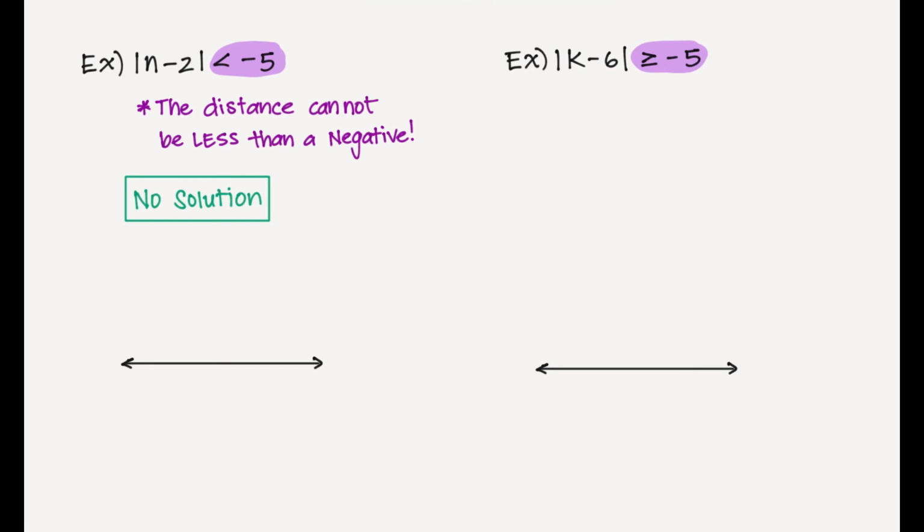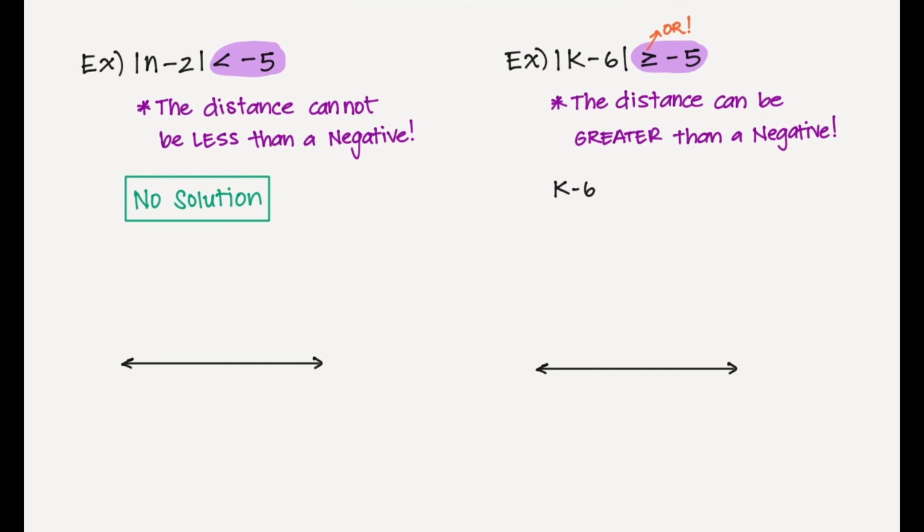But is it possible for your distance to be greater than or equal to a negative number? Yes, it is. So I'm just going to write that down for you, that it can be greater than a negative. So if this occurs, we're still going to continue on. So I'm looking at the symbol, and this is telling me it's going to be an or inequality. So I'm going to write down exactly how it looks. And then I'm going to flip the inequality and make it positive 5 instead of negative 5. And now I can solve.